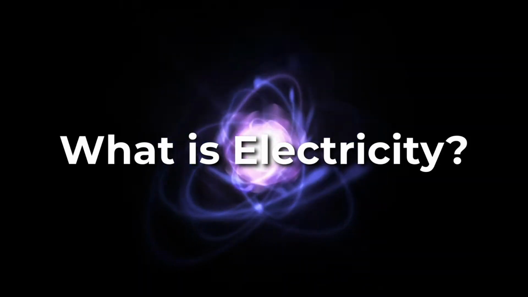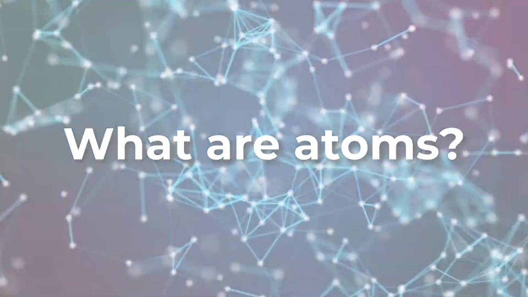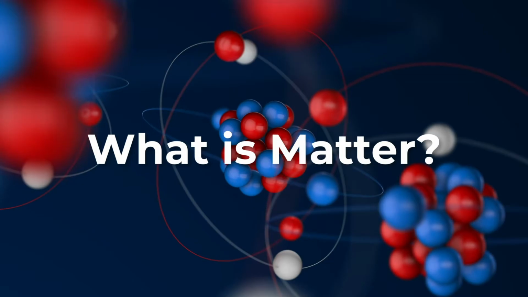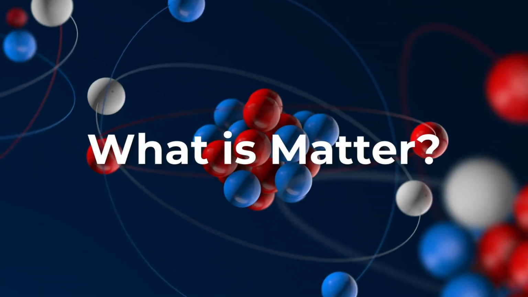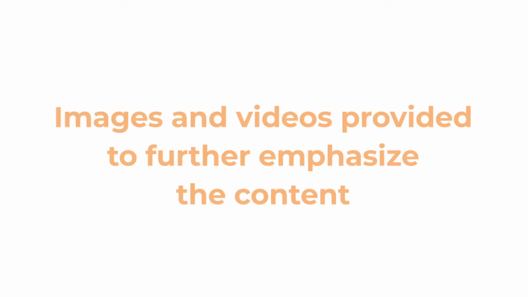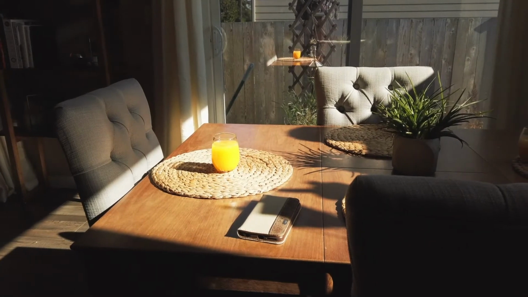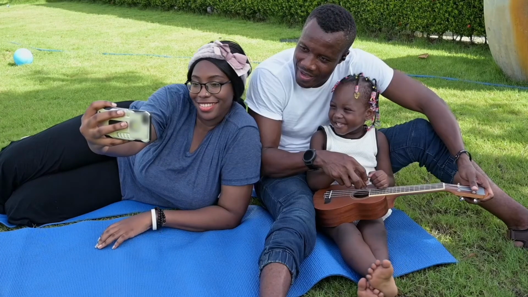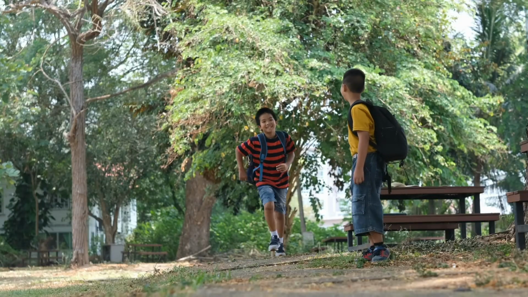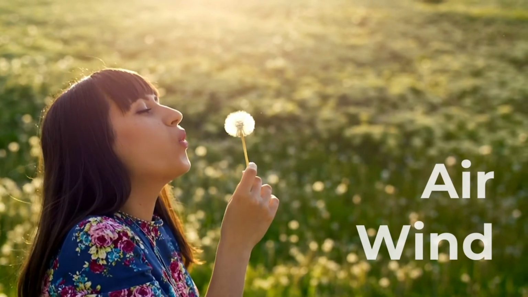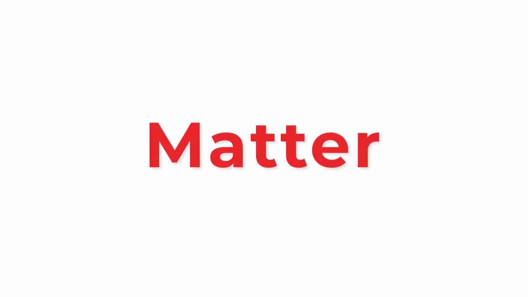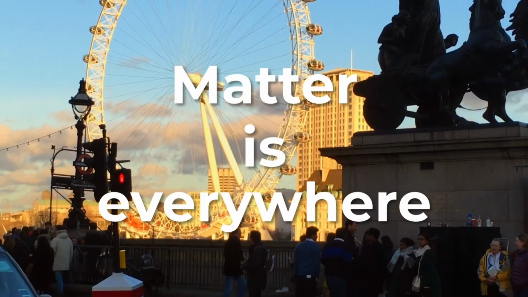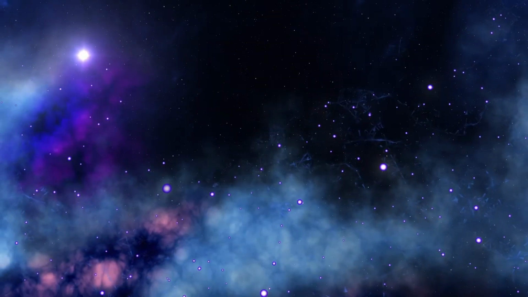So what is electricity? Now, what are atoms? Let's begin by looking at what matter is. Take a look around you. What do you see? A table, a chair, computer, cell phone, fruit, wood, your mom, your sister or brother, everything you see, and perhaps that which we don't see, is actually matter. It's everywhere. Everything in our universe is matter.